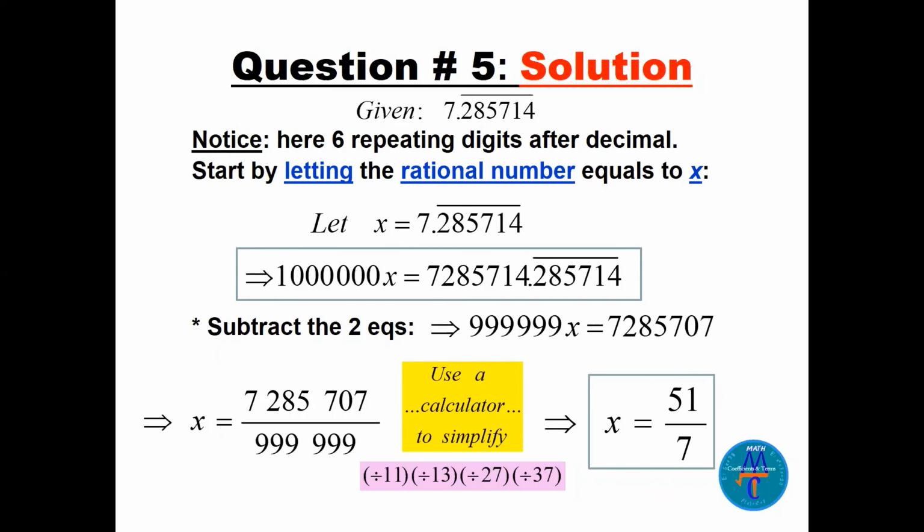The fraction we need is 51/7, believe it or not. 51/7. I put here a nice hint if you need it, when you simplify it by calculator: divide by 11 up and down, divide by 13 also, divide by 27, then divide by 37. It takes time to simplify it, but this is a nice example.